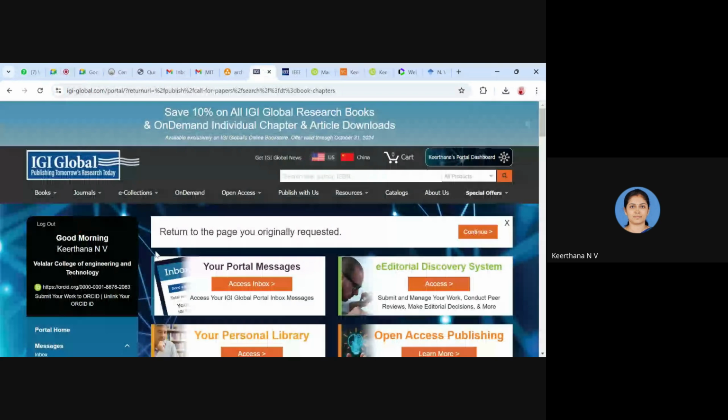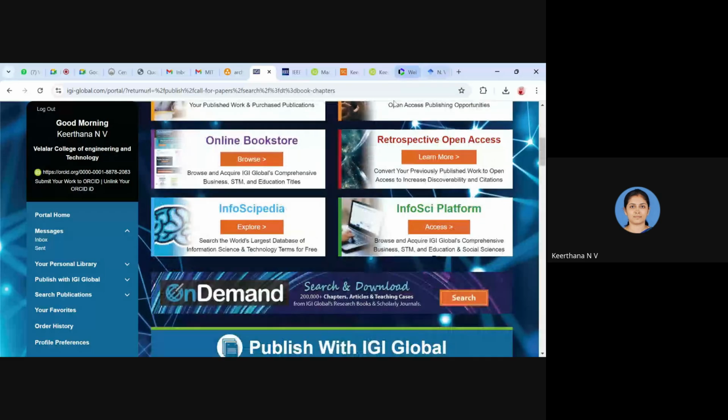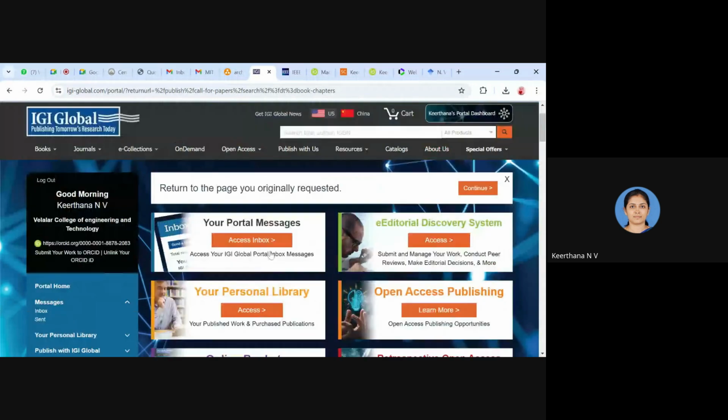See here in your profile also, this ORCID is automatically linked. So ORCID is one of the main things for research nowadays. Here they mainly ask you to submit in your profile. They will be using an e-editorial discovery system for submitting your journals or papers or chapters here. You can submit through this repository only.